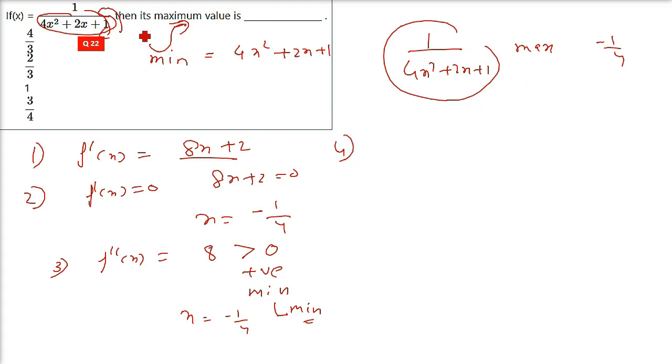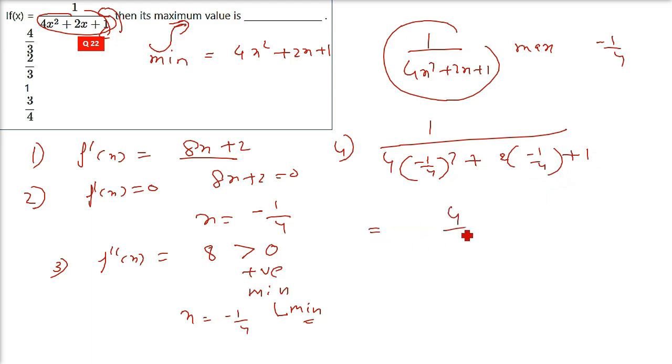So the fourth thing which we have to do here, we will again go to the original equation, place x equals to negative 1 by 4, and when we place x equals to negative 1 by 4, we are going to get a certain value, and that certain value is what? It is the maximum value of this function, which is 4 by 3 in this case.